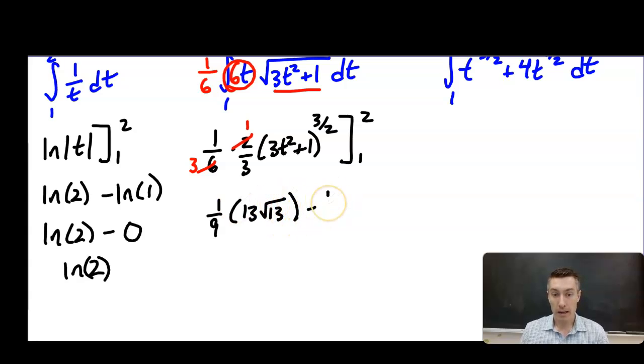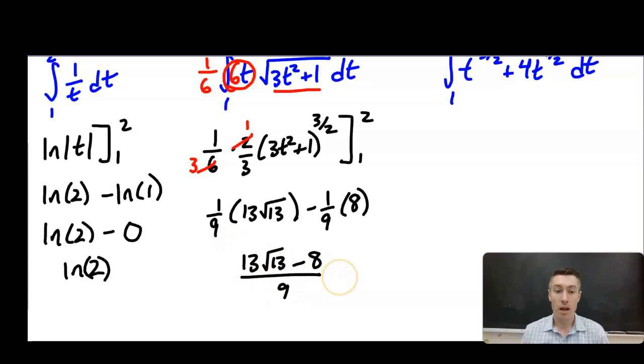And then minus 1/9. And if we plug in 1, so 1 squared is 1, times 3 is 3, plus 1 is 4. So 4 to the 3/2, well, we can actually take the square root of 4, which would be 2, and then 2 cubed would be 8. So we have 13 square root of 13 minus 8 all over 9, or 1/9 times 13 rad 13 minus 8 would be equivalent there.